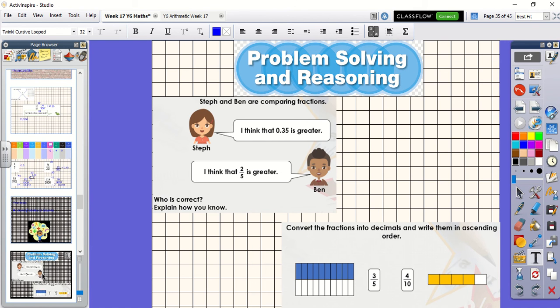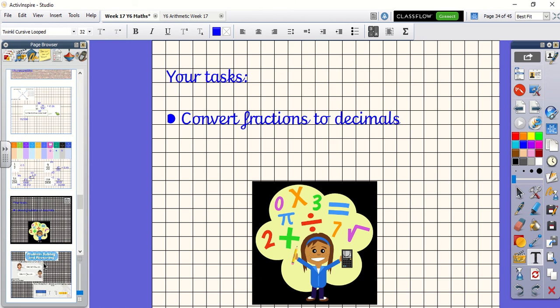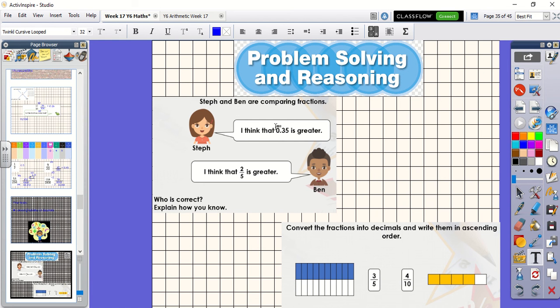So I hope that you have all managed to get on with your maths work okay. And now we're going to do problem solving and reasoning, all about converting fractions to decimals. So Steph and Ben are comparing fractions. Steph says, I think that 0.35 is greater. Ben says, I think that 2/5 is greater. Who is correct? And we've got to explain how you know.